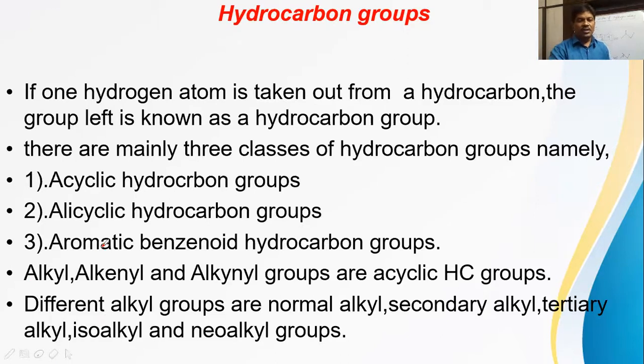So first we have to understand that the hydrocarbon groups are of three types: acyclic, alicyclic, aromatic. Again, acyclic hydrocarbons are of different types like alkyl, alkenyl, alkynyl. Again, these alkyl groups are of different types. What are they? Normal alkyl, secondary alkyl, tertiary alkyl, iso-alkyl, neo-alkyl, different types of groups that we are going to discuss.